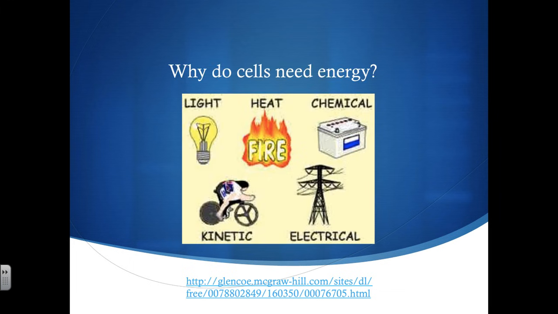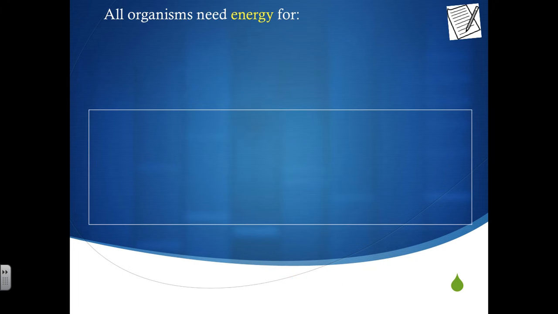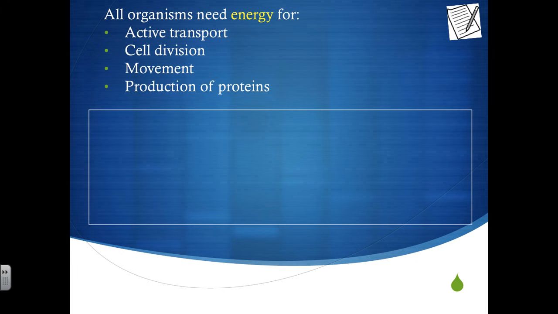So we've already talked a great deal about cells and why they need energy, and here are some of the main ways that cells need energy: light, heat, chemical, kinetic, electrical. Now these are the types of energy, but what exactly in our cells requires energy? And here's where you're starting your notes. It says all organisms need energy for these four things: active transport, so to move things throughout our cells; cell division, so when we make new cells; movement; and production of proteins.